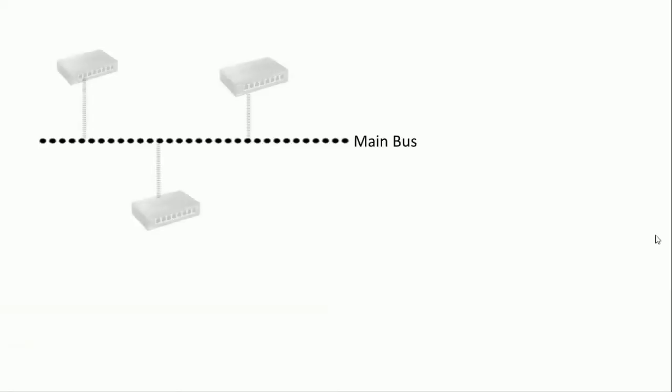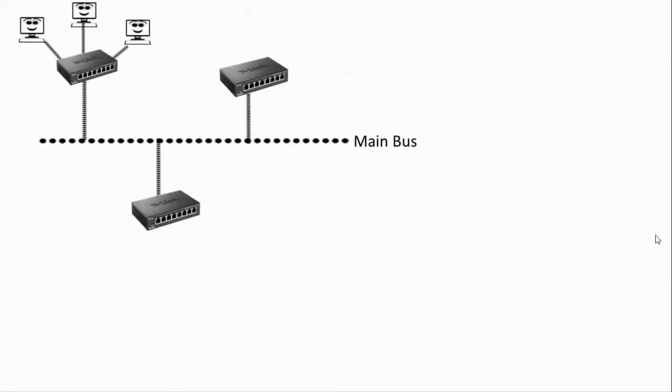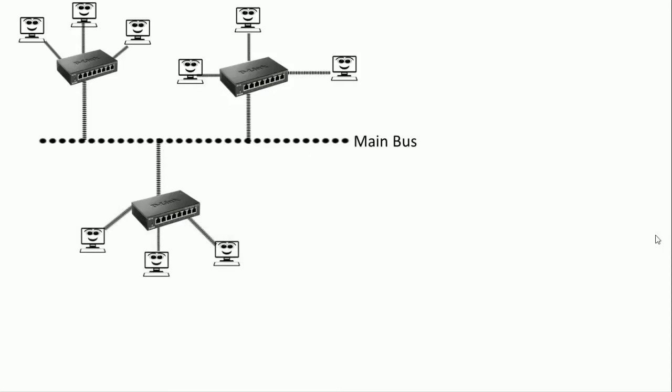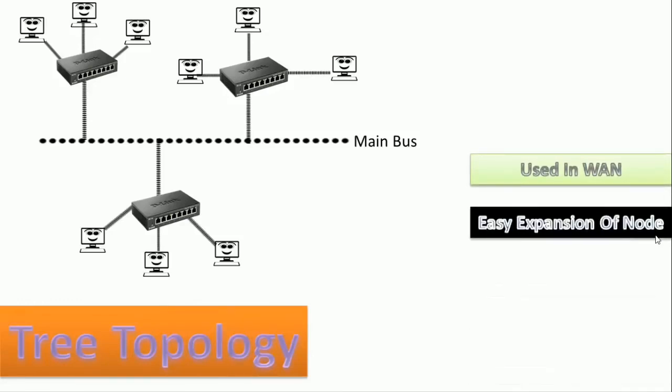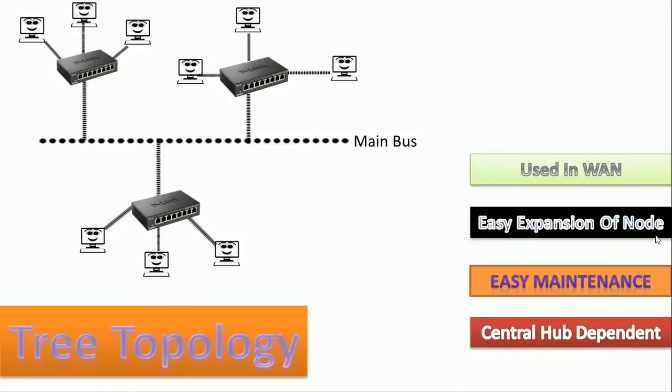It's a main bus, and as you can see there are hubs, and to those hubs there are computers connected in a star formation. Such a type of topology is known as tree topology, as this is a combination of two topologies, bus and star topology. It is used in WAN, that means wide area network. Easy expansion of nodes, that means you can easily connect a lot of other star networks to it. The maintenance of this network is very easy, but it is also central hub dependent. That means if the main bus fails, the entire network will fail.